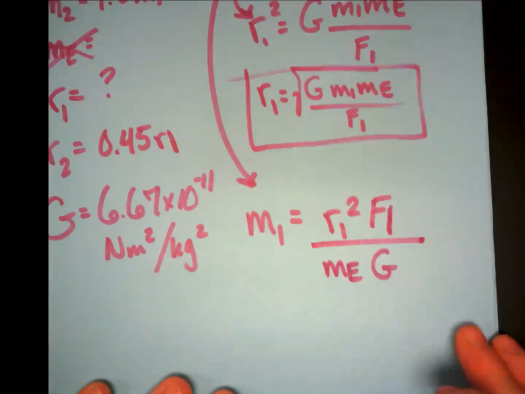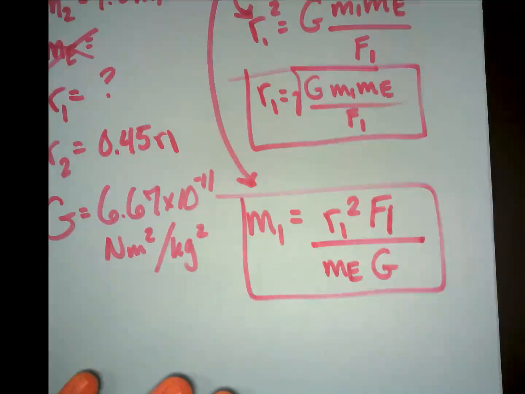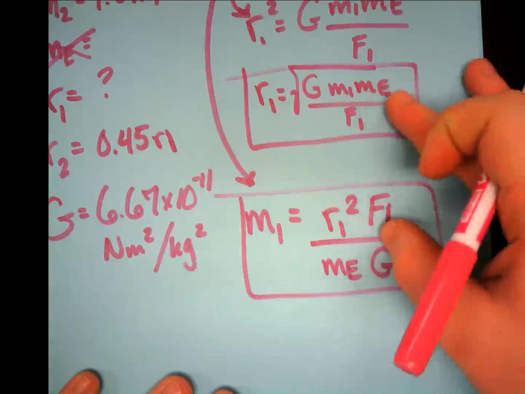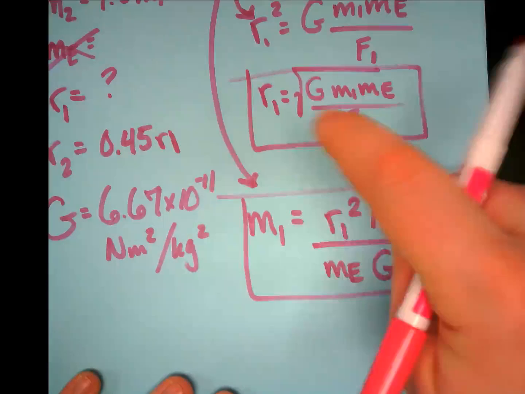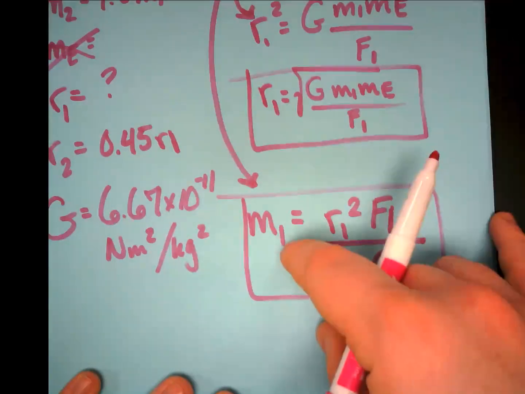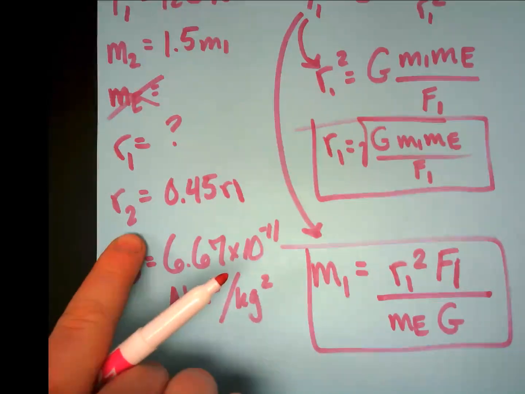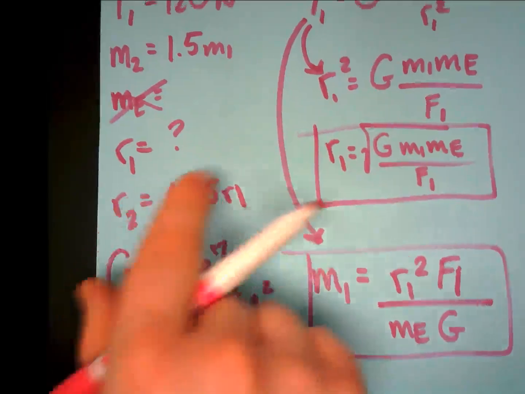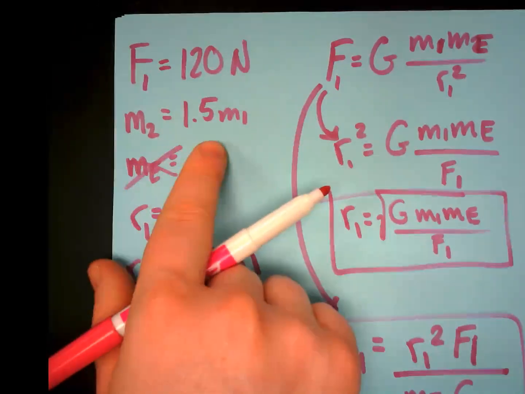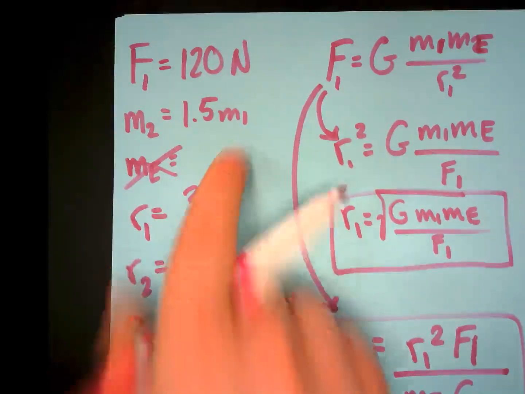Okay, so I would have this equation ready to go if I need to use it for M1. I've got these ready to go because I don't know these two. I don't know the radius, the distance between my first spacecraft and the center of the Earth, and I don't know the mass of the spacecraft. I do know that the radius of the second spacecraft is roughly about half that of the first, and I know that the mass of our second spacecraft is about 1.5 times that of our first spacecraft.